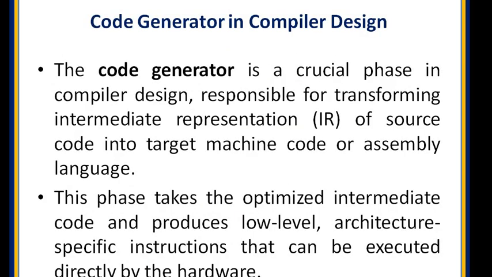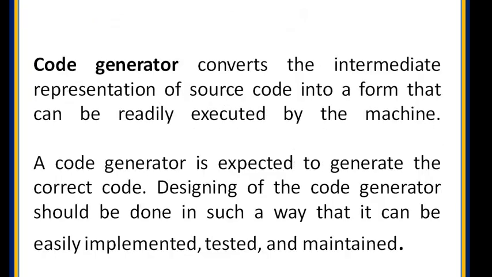Code generator is a crucial phase in compiler design responsible for transforming intermediate representation of source code into target machine code or assembly language. This phase takes the optimized intermediate code and produces low-level architecture-specific instructions that can be executed directly by the hardware. Code generator converts the intermediate representation of source code into a form that can be readily executed by the machine. It is expected to generate the correct code.